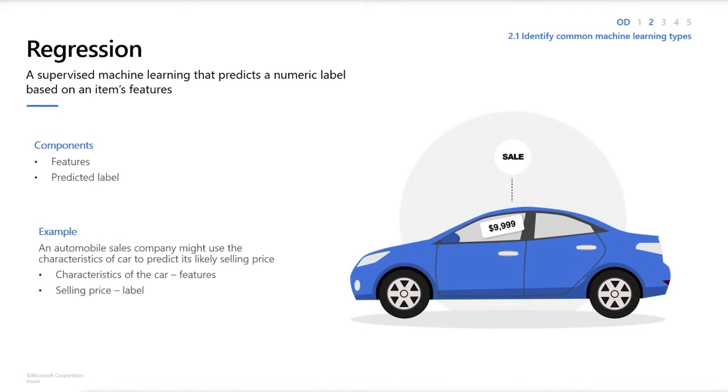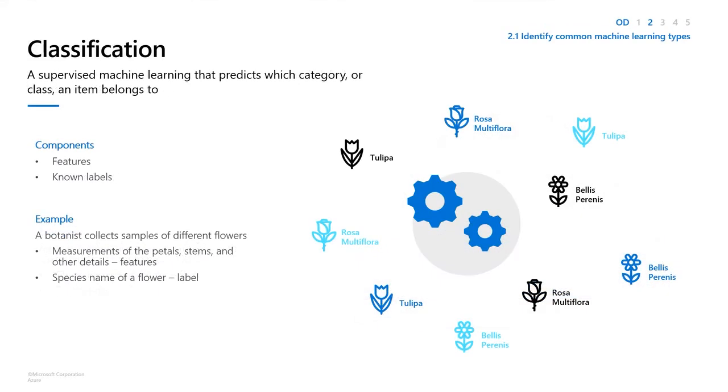Why don't we actually explore another type of supervised machine learning, and that's classification. Classification is a form of machine learning that's used to predict which category or class an item belongs to. So just like with regression, we're going to start with some data that includes some features and known labels.